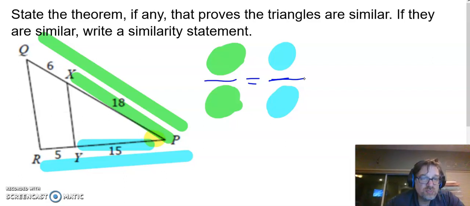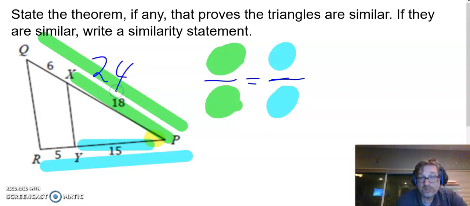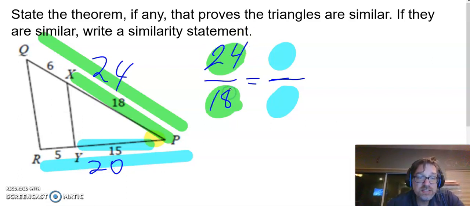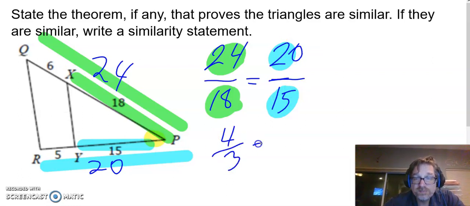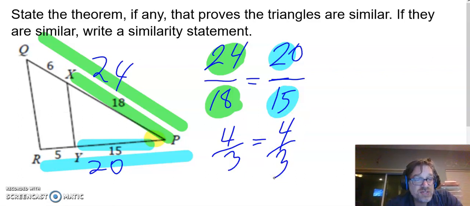Oh, dang it, I don't know that long green number. Or do I? This is 24. I got 24 by adding 6 and 18. This side is 20. 5 plus 15 is 20. So we're going to do 24 over 18 and 20 over 15. I can reduce both of those to 4 over 3. Divide both those by 5. 4 over 3. Hey, they're the same fraction. So these two triangles are indeed similar.